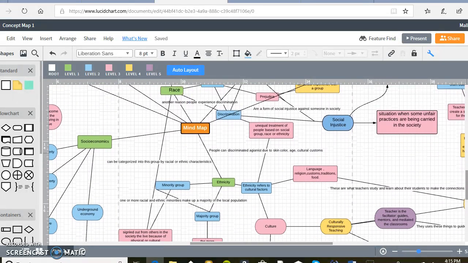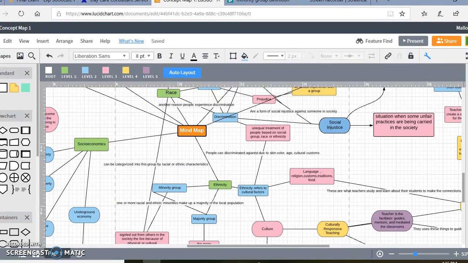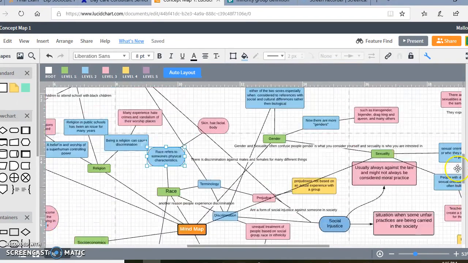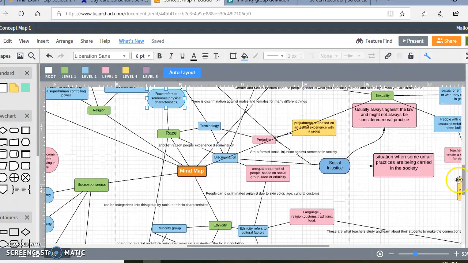And I connected racism also with social injustice. I connected these because racism is a way people or someone, this is a social injustice against someone in society, or a situation where people are feeling like something in society or practices against them is not considered moral.